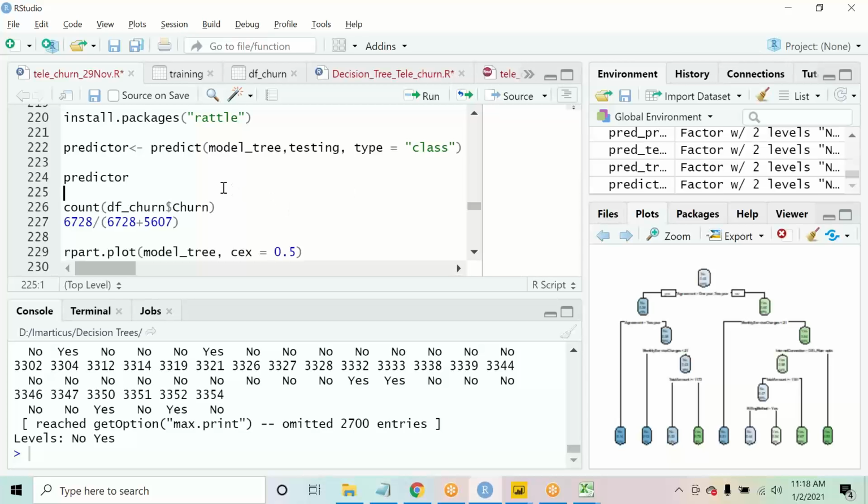Okay, all of you please do this, and then you all have to do one thing, that is calculate the accuracy. So please do this part.